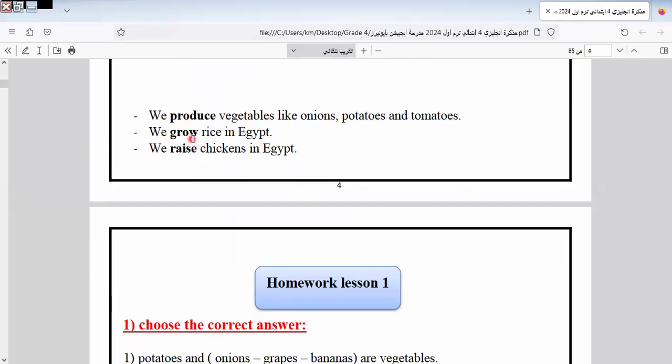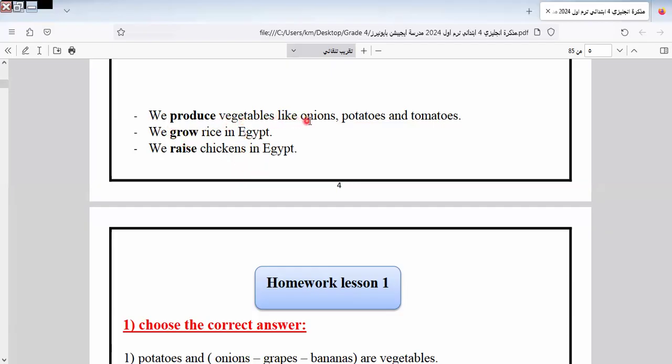And as we know during this unit, grow is used with what? With crops, like rice, vegetables, potatoes, fruits, sugar cane. So here we use grow with crops. We use raise with what? With animals, like chickens, cows, buffaloes, all animals. When we talk about raise, we must follow it with animals. Raise any animal, okay? So this is the difference between grow and raise. We know this from this lesson.